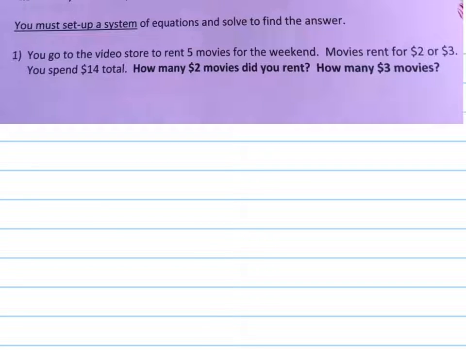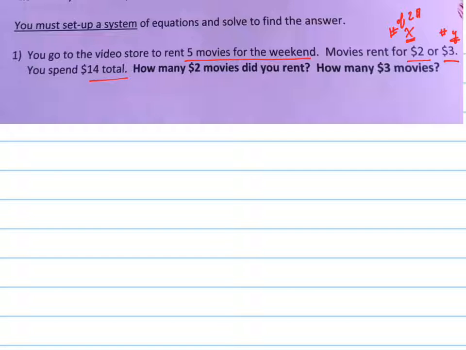Right, this problem wants us to set up a system of equations and then solve it to find the answer. So it says that you go to a video store to rent 5 movies for the weekend. Movies rent for $2 or $3 and you spend $14 total. So we're going to call the number of $2 movies that we rent X, and we're going to call the number of $3 movies we rent Y. Okay? Number of $2 movies is X, number of $3 movies is Y.